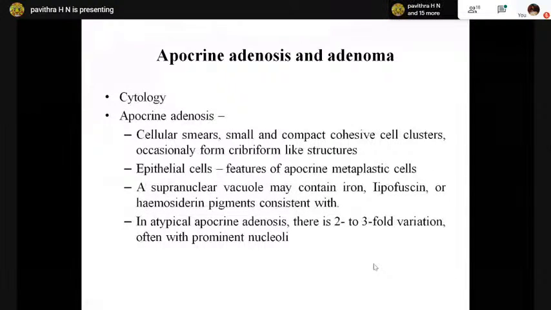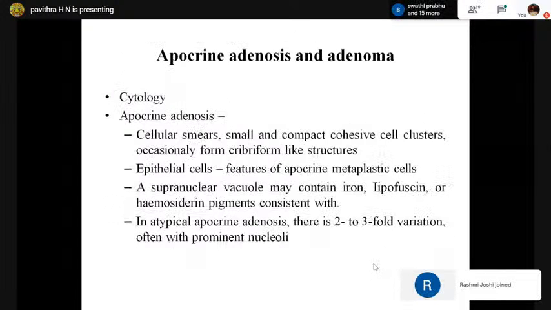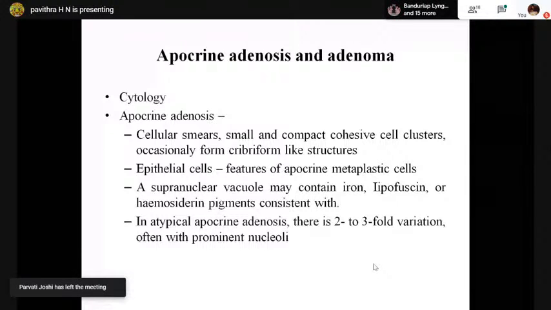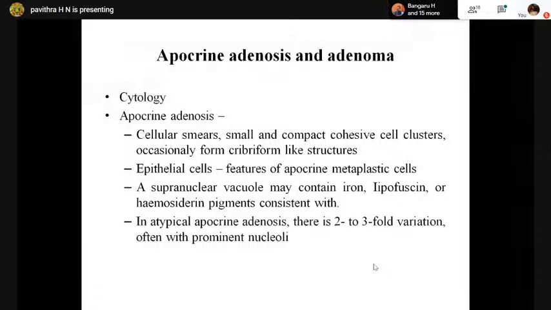And cytology also, you can see cytology in adenosis will be very cellular smears, cohesive clusters, and epithelial cells showing apocrine metaplasia. And one more thing is in the apocrine cells, there may be supranuclear vacuoles which may contain iron. So they have slightly, in atypical apocrine adenosis, slightly increased variation in the nucleoli. So they can be 2 to 3 fold variation often in the prominent nucleoli.